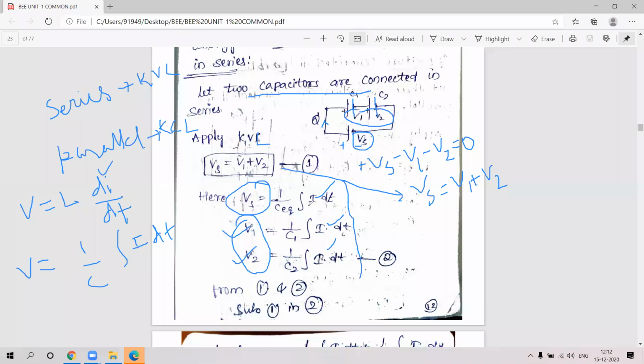I am substituting all these three terms in equation number 1. I am going to get, let me clear all. Up to here it is over, all of you?